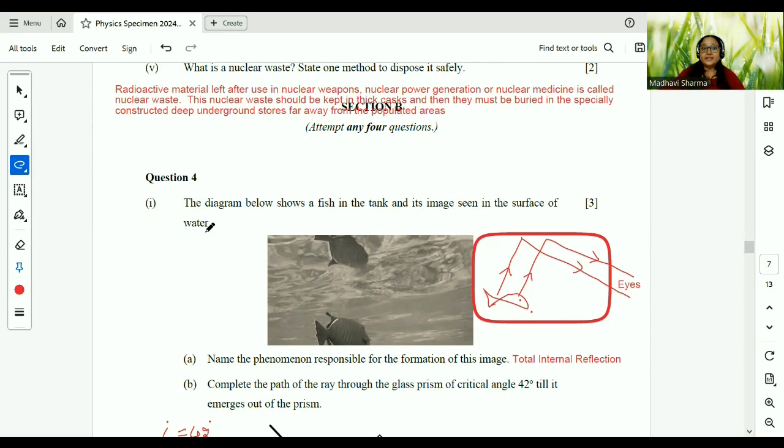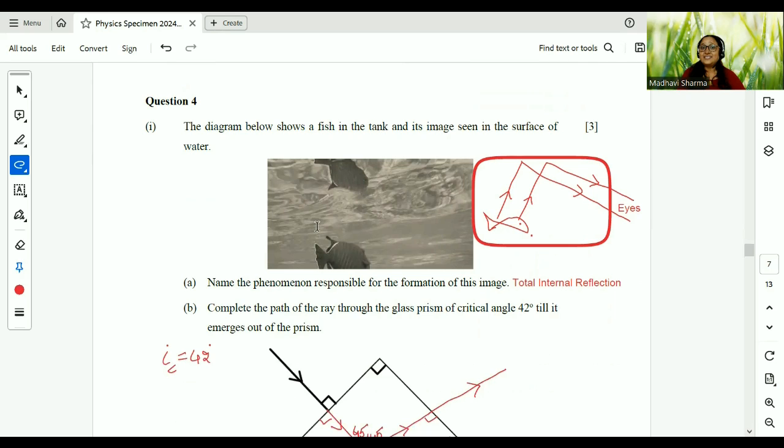Question number 4. The diagram below shows a fish in the tank and its image seen in the surface of water. Name the phenomenon responsible: total internal reflection. See, it's like a mirage. What you see in the desert, a mirage. Or maybe when you go on a highway and your papa or mama is driving, and you see, oh, there is water ahead. It's not water, it's a mirage. It feels like it's floating. The same thing happens in the aquarium or in a fish tank. From your eyes, when you see the image here.